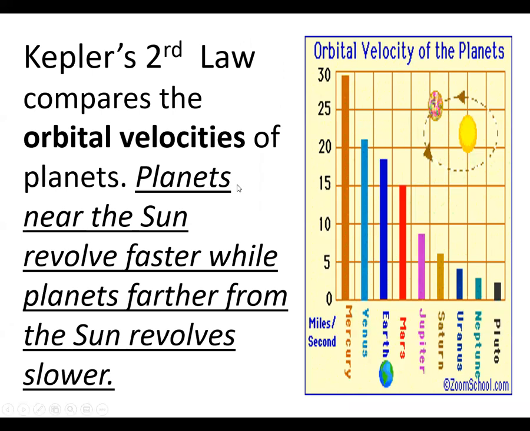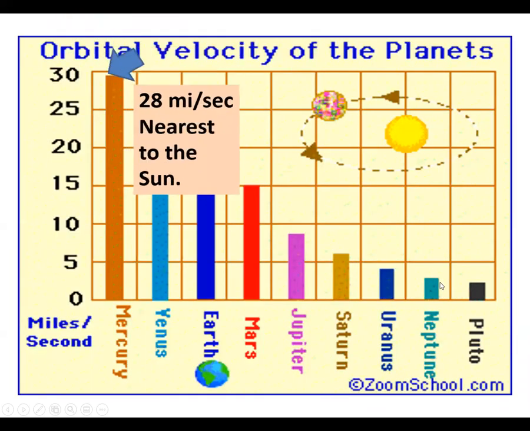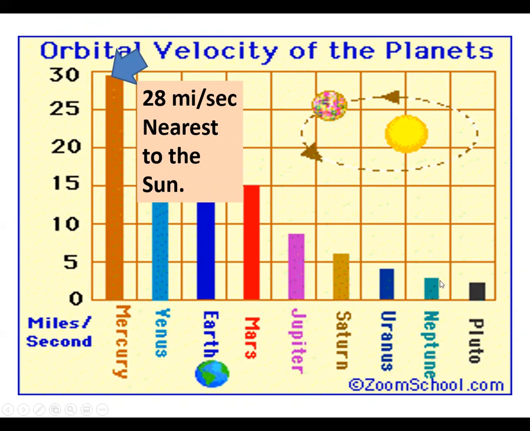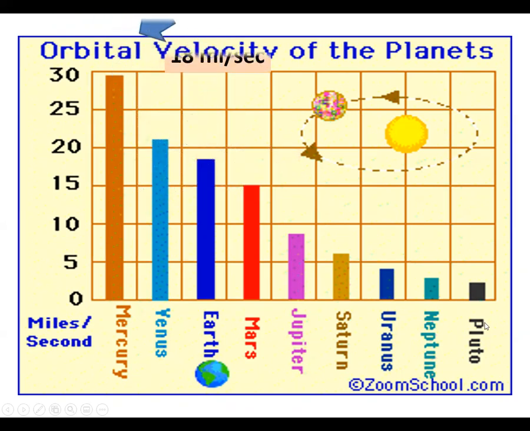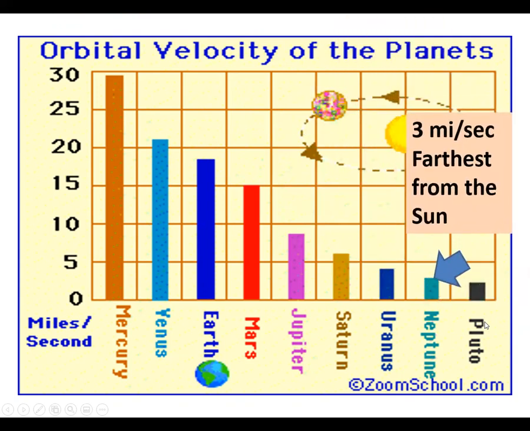Kepler's second law compares the orbital velocities of planets. Mercury is closest to the sun, so it is the fastest. As you move farther away from the sun, the velocity becomes slower and slower until you get to the last planet, Neptune, which is only 3 miles per second.